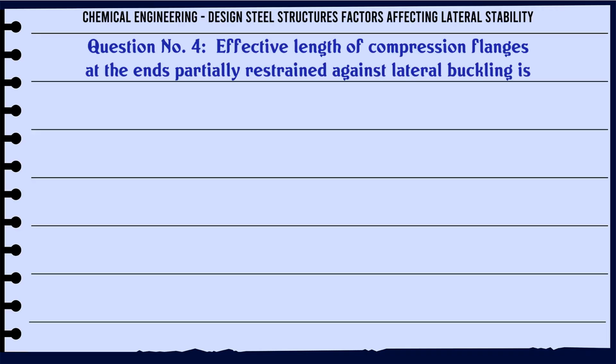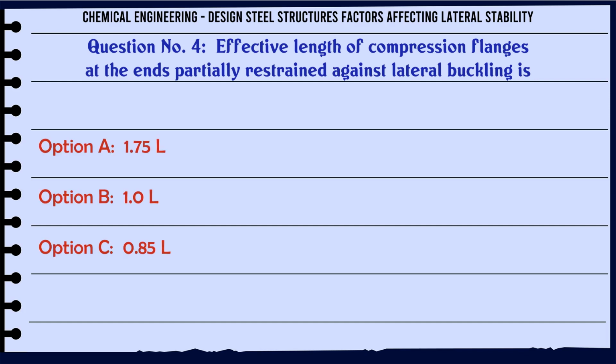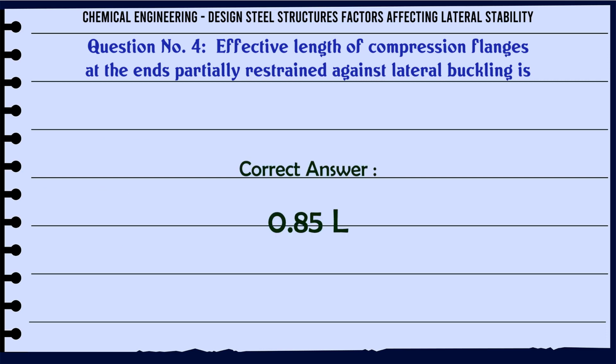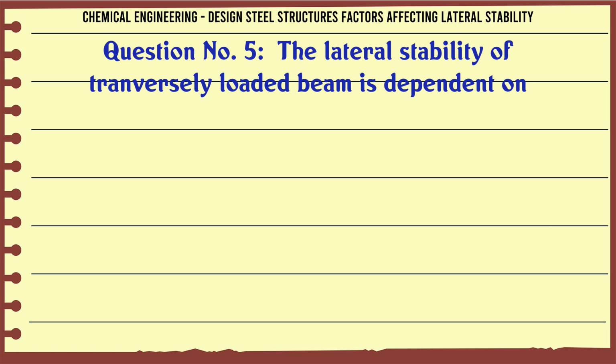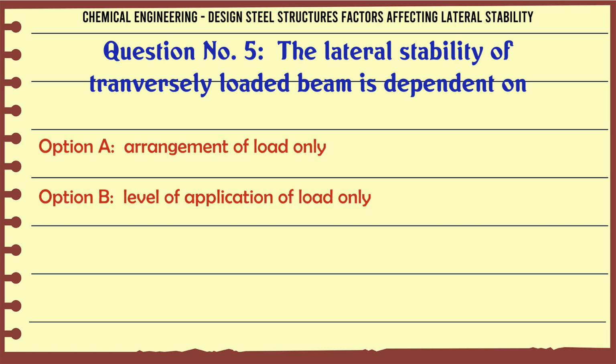Effective length of compression flanges at the ends partially restrained against lateral buckling is: A. 1.75 L, B. 1.0 L, C. 0.85 L, D. 0.5 L. The correct answer is 0.85 L.